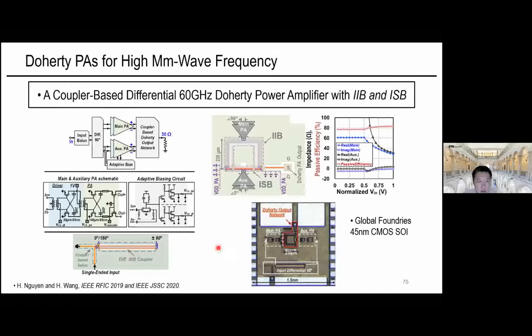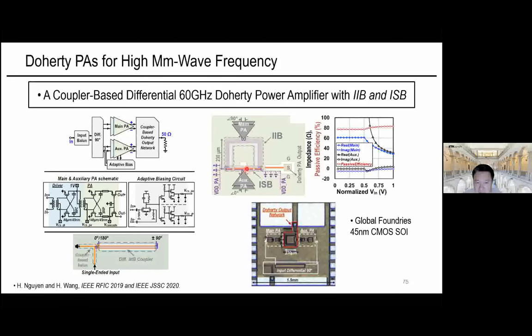We also looked at the best way to extend this Doherty PA performance to higher frequency, for example, 60 gigahertz. We leveraged our previous understanding and discovery of the behavior of those coupler-based baluns. As I mentioned earlier, the way we design them for different input to output phases will make the couplers impedance inverting baluns and impedance scaling baluns. Therefore, we purposely design a balun as an impedance inverting balun, and essentially it does the balun operation but also acts as an impedance inverter as well.